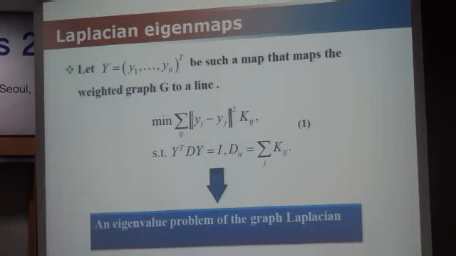How to realize this? We use this scheme. This means minimize the summation. Why does this scheme work? We can see if Kij is larger, to get a minimum, Yi and Yj must be very close.